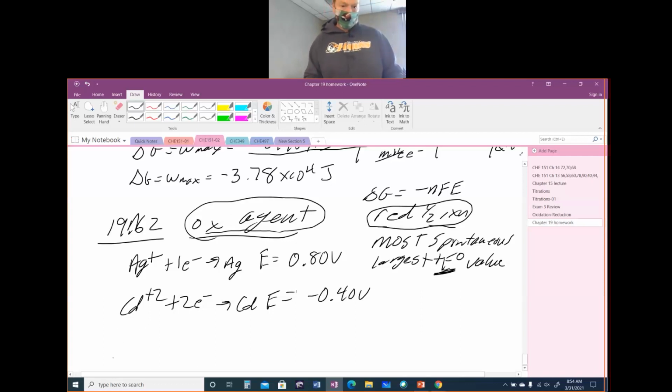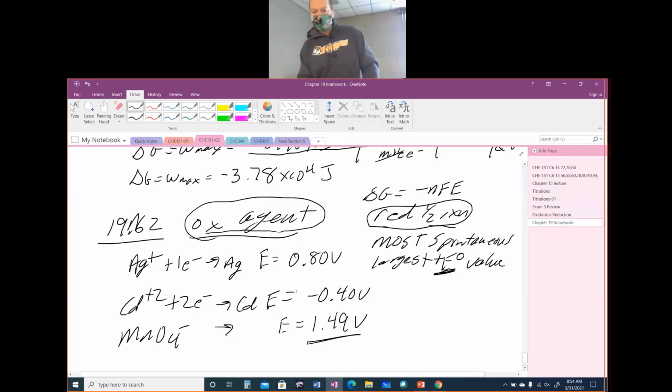All right, but then you got your MnO4 minus. You look on the chart, the reduction reaction for that in acidic solution is a positive 1.49 volts. All right, and so that's your answer. This is your largest positive E value. This is your strongest oxidizing agent.